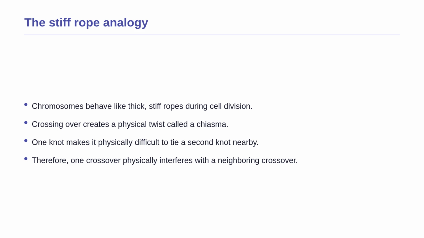In genetics, chromosomes behave a lot like this stiff piece of rope during cell division. When chromosomes swap pieces with each other, a process called crossing over, they form a physical twist called a chiasma. Just like the knots in the rope, one crossover physically interferes with the formation of a second crossover right next to it. This is why we cannot assume multiple crossovers happen independently.